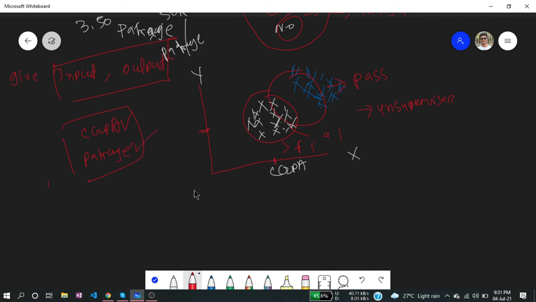So what you will do is first plot the data in a 2D axis. If you have more features, your dimension would be high, but human beings are only able to see 2D, which is why I'm giving you a 2D example. So this is your CGPA and this is your package. If you plot this data, you will see these kinds of clusters. Now we can see there are two clusters: this is one cluster and this is another cluster.